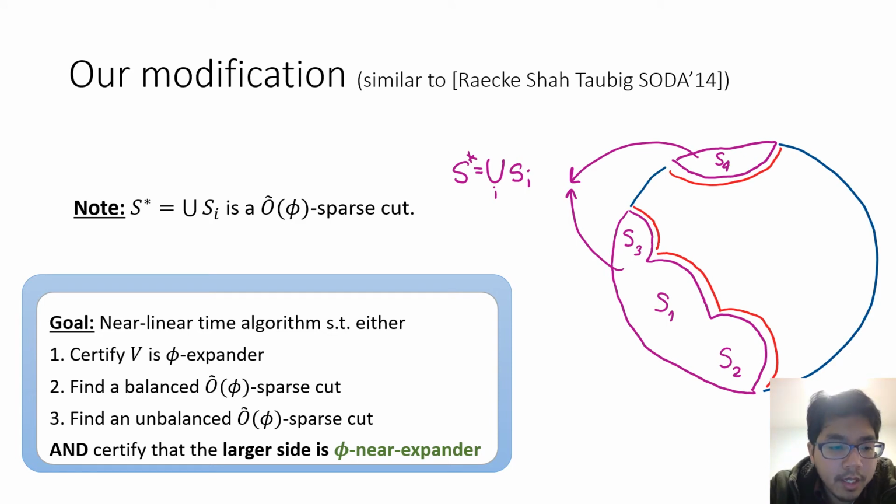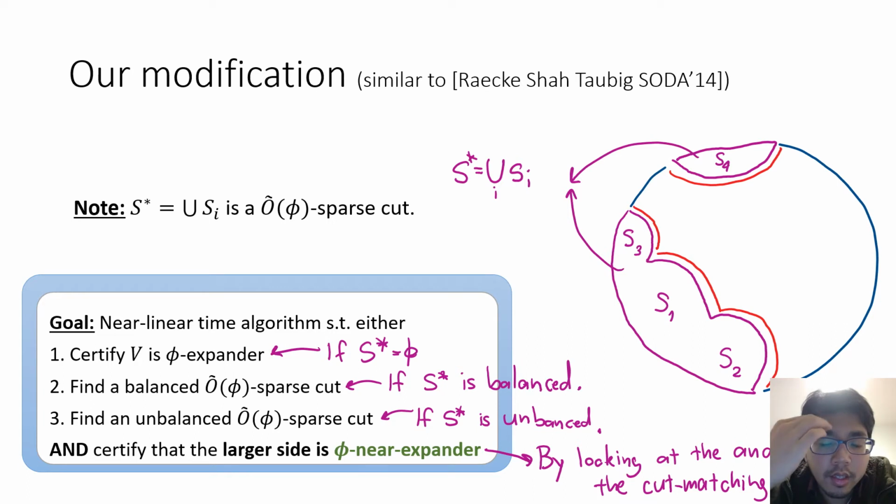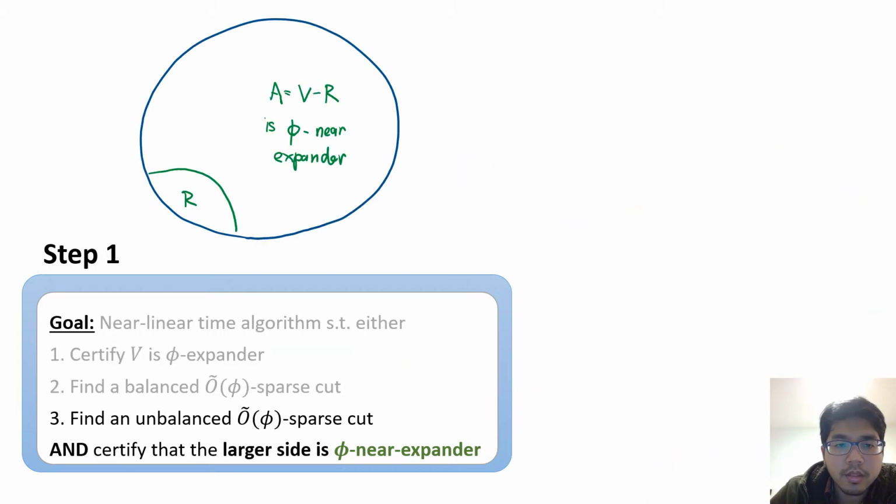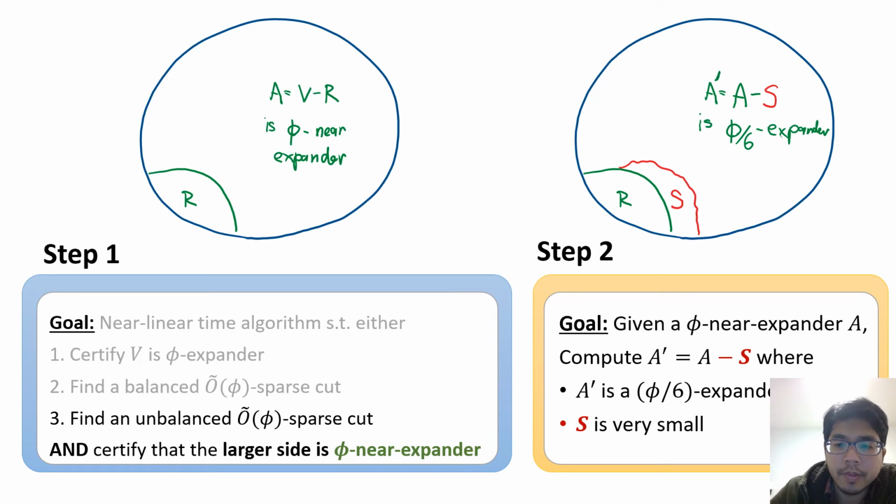Why? Because if S star is empty, then you get an expander. Otherwise, if S star is big, you get the second case. If S star is unbalanced, then I claim the larger side is a near expander. This is done by just looking at the analysis of the cut matching game. So now we have step 1. Let's go to step 2.